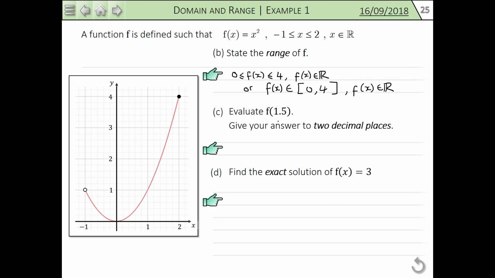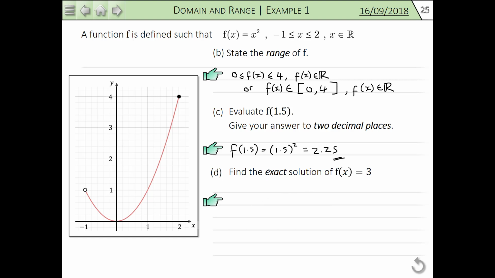In part C, we need to evaluate f of 1.5. All this is telling us to do is substitute 1.5 into the function. So f of 1.5 is going to be equal to 1.5 squared, which is 2.25.